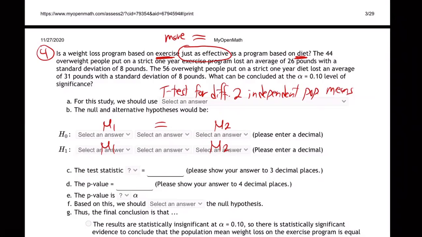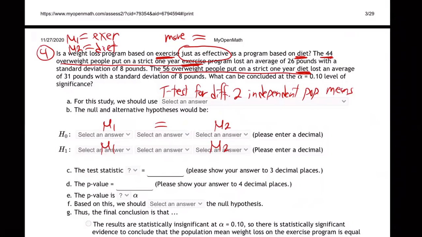And notice the first group, mu1, is the exercise group, and mu2 is the diet group. That's just the order in which they gave them to us in the problem. So mu1 is the exercise group. How do we know? Because that's just the group that comes first, the 44 overweight people on the exercise program. And then the second group was the 56 put on the diet, right? So mu1 is the exercise, mu2 is the diet.